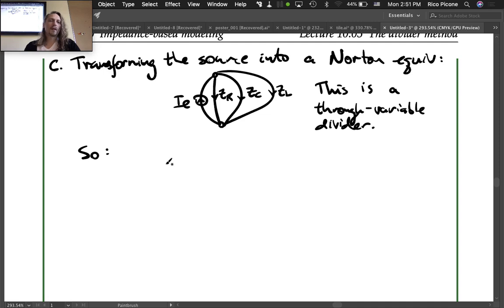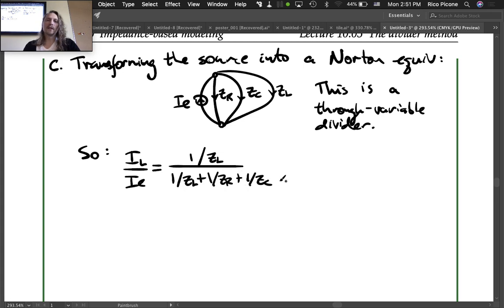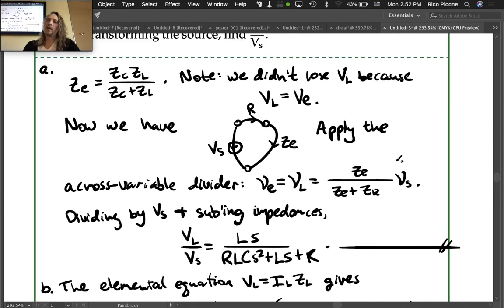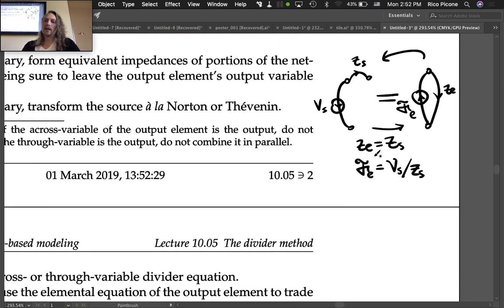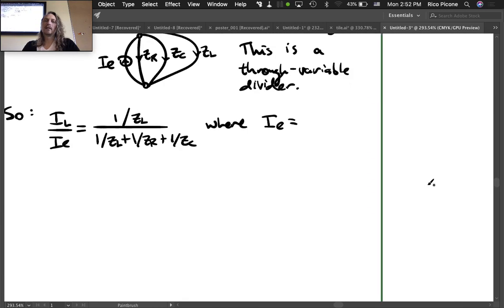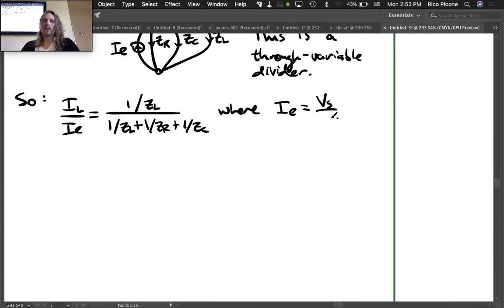So we have that IL over IE equals 1 over ZL divided by 1 over ZL plus 1 over ZR plus 1 over ZC, where IE is the equivalent current source, which our Norton-Thevenin equivalency relationship is given here, right? So IE is going to be equal to VS over ZR.